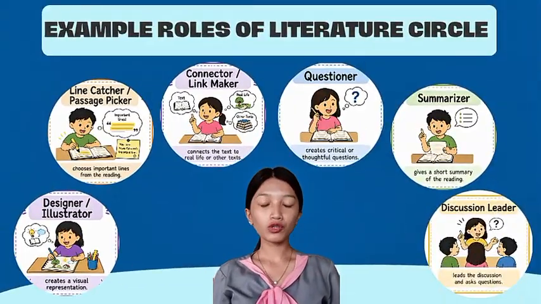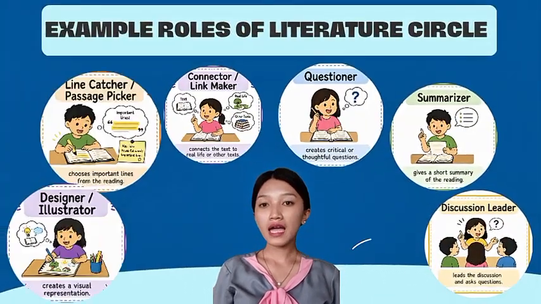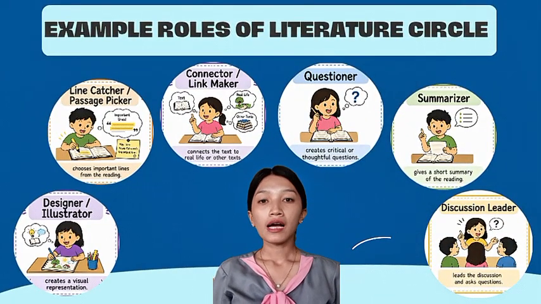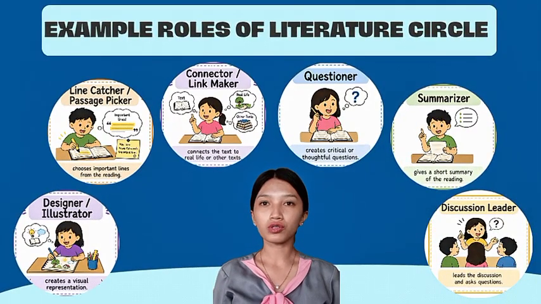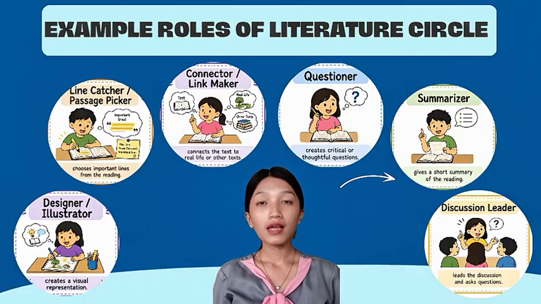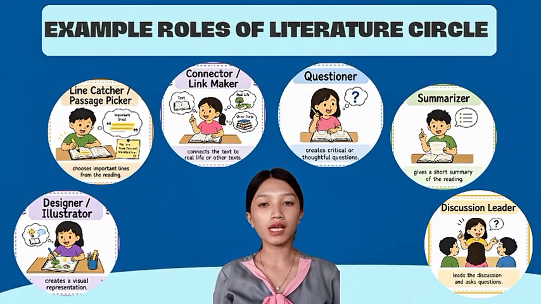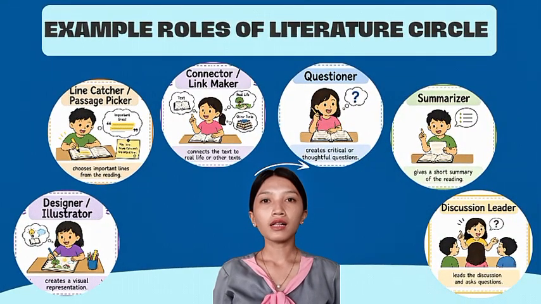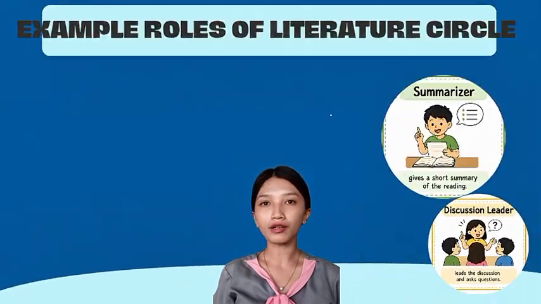Now, let's proceed to example roles of literature circles. First is the discussion leader. The discussion leader leads the discussion and asks questions. The next one is the summarizer, who gives a short summary of the reading. Next is the questioner, who creates critical or thoughtful questions. Next one is the link maker or connector, who connects the text to real life or other texts.